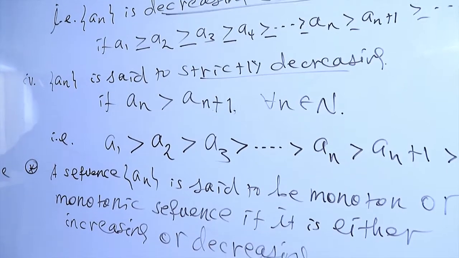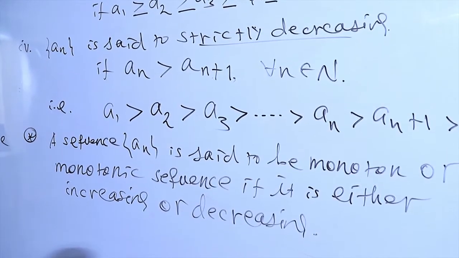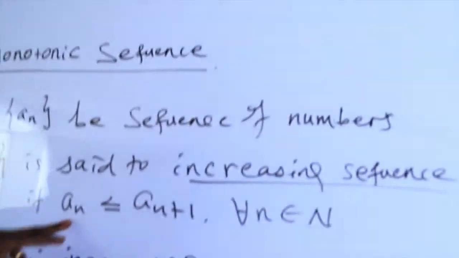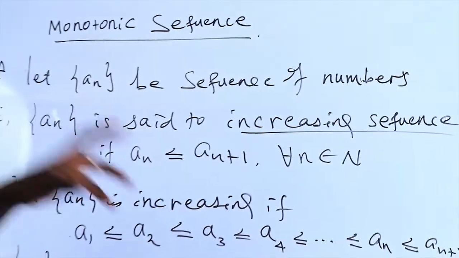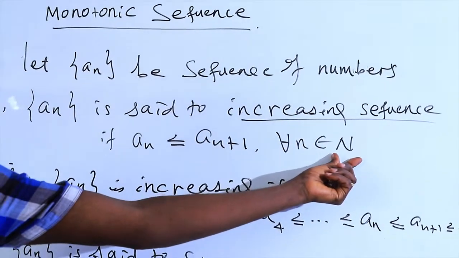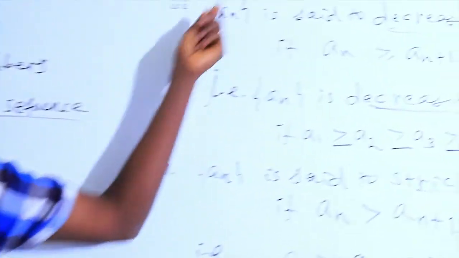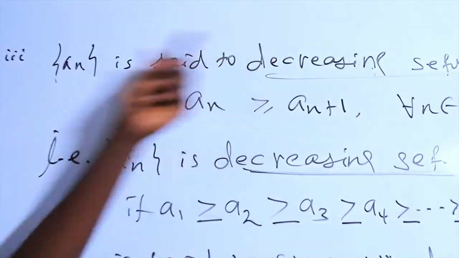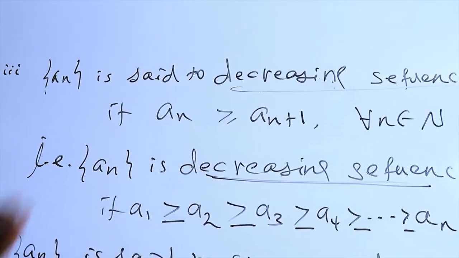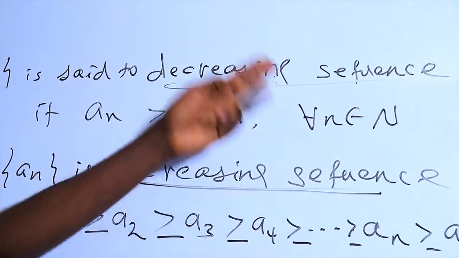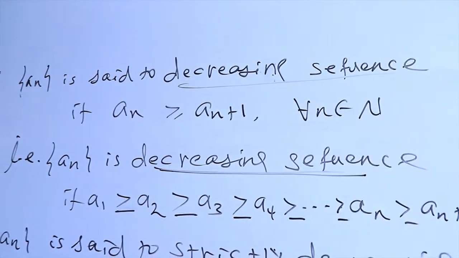The sequence is to be increasing or decreasing. The sequence is said to be increasing if it works for all an is less than or equal to an plus 1 for every n an element of N. In the other case, if a sequence an is said to be a decreasing sequence, then we can say an is greater than or equal to an plus 1 for every n an element of N.